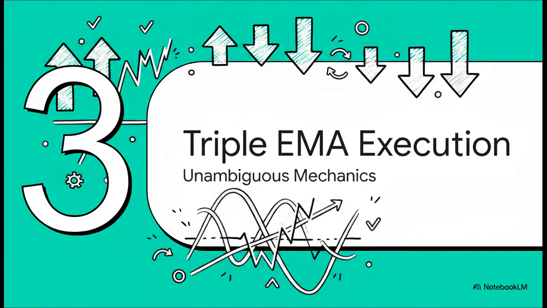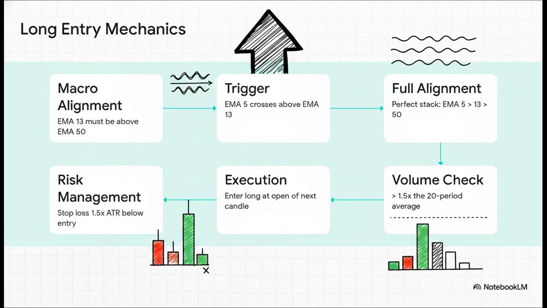Let's get into Part 3, Triple EMA execution rules. We're going to walk through the exact mechanical step-by-step for entering and exiting a trade. Okay, for a long entry, the mechanics are super strict, no exceptions. First, verify your macro alignment. If the EMA 13 isn't already above the 50, you just skip the trade entirely.